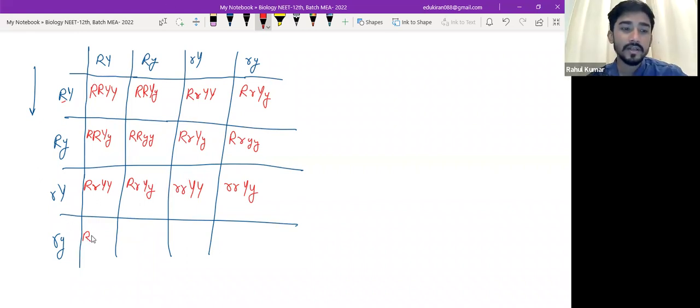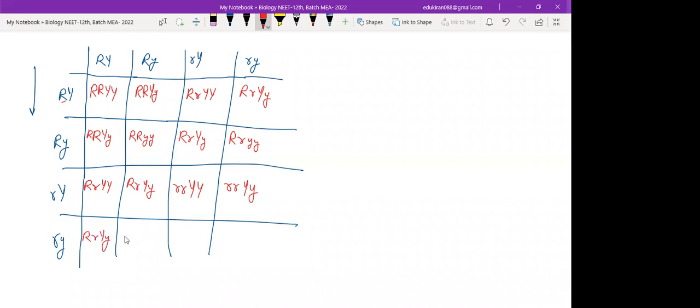So capital R, small r here, and capital Y, capital Y, small y. Here capital R, capital R, small y, small y. Small r, capital Y, small y. Small r, small y, small y.